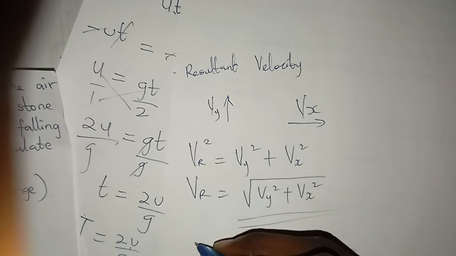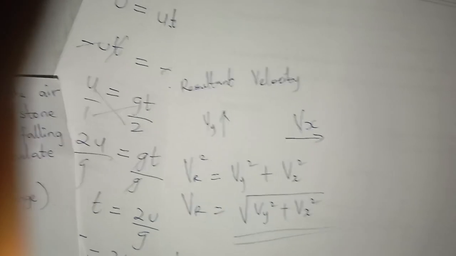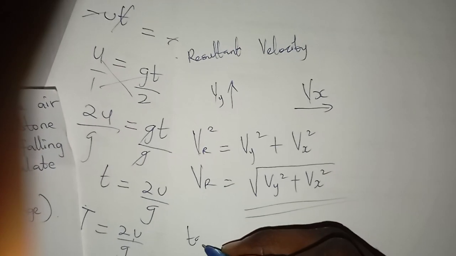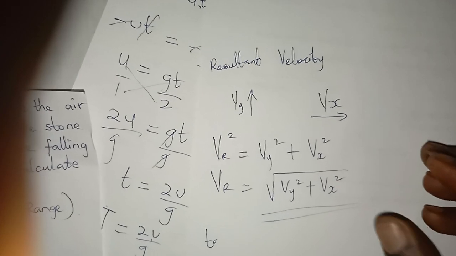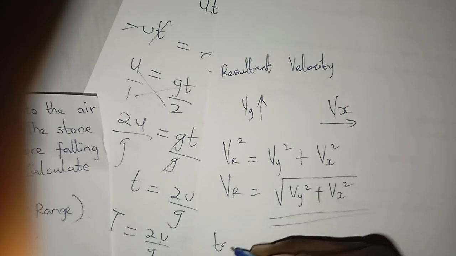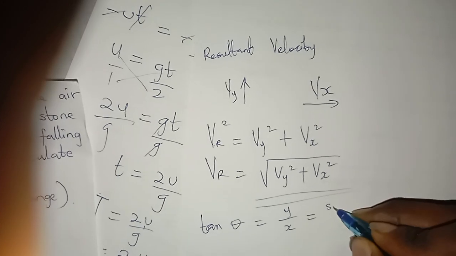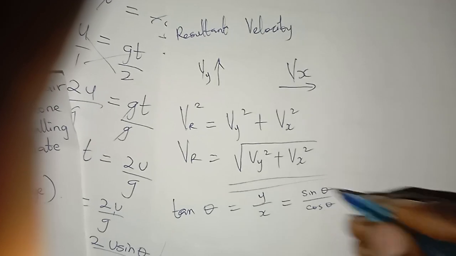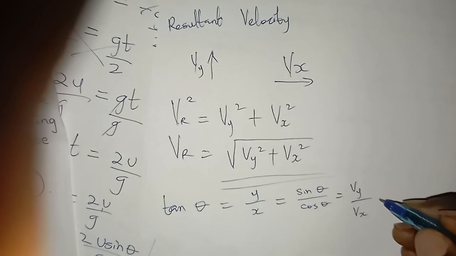This is how you get the resultant velocity. And if they ask you the direction, all you need to remember is tan theta. In fact, as explained in my video on vectors and scalars, anytime you use Pythagoras, you always use tan theta to find direction, while if you use the cosine rule to find your resultant, you always use the sine rule to find your direction. So tan theta will simply be equal to y over x, which is the same thing as saying sin theta over cos theta. So this is the same thing as saying Vy all over Vx. So this is how you find your direction.